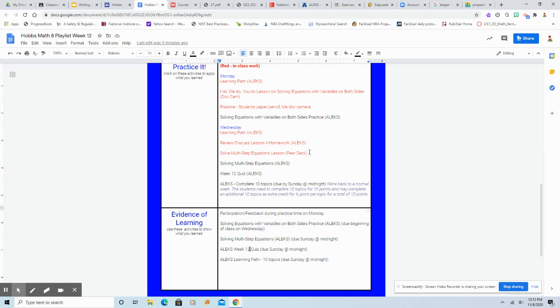Then we're going to go into multi-step equations, which include the distributive property, empty and null sets, and an unlimited, infinite amount of answers. We'll clean it up. That's all that is. That's lesson 5. They're going to solve some multi-step equations through ALEKS. Then there'll be a week 12 quiz.